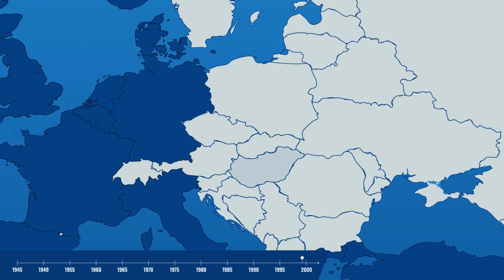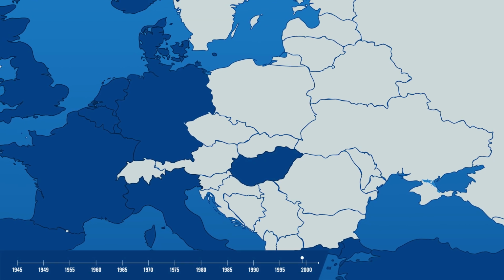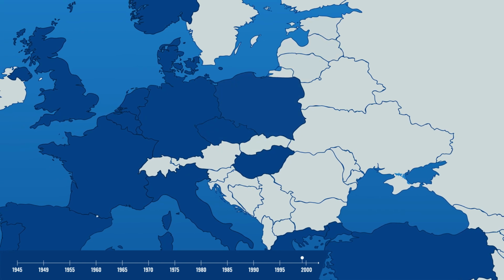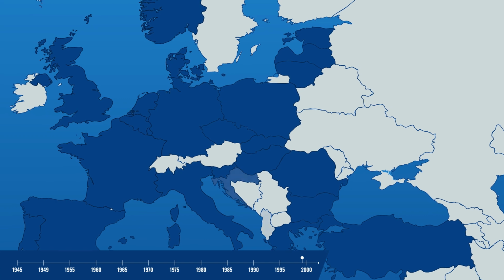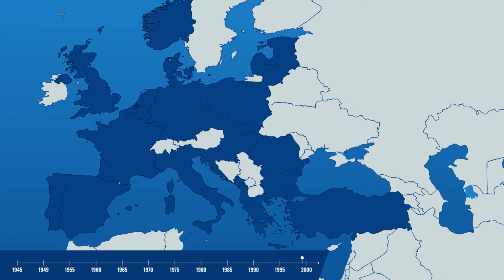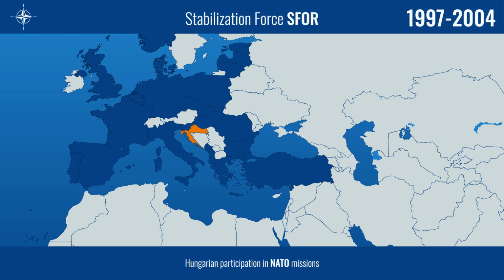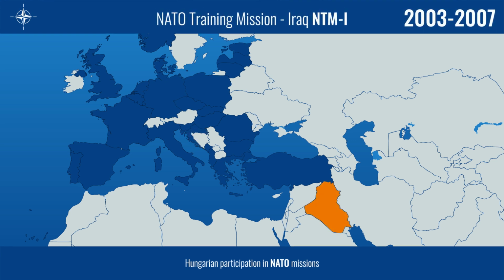Hungary joined NATO in the first stage in 1999, as the first one from the former socialist countries, thus initiating the reunification of the continent. Hungary played a significant role in the peacekeeping operations after the Yugoslav wars.